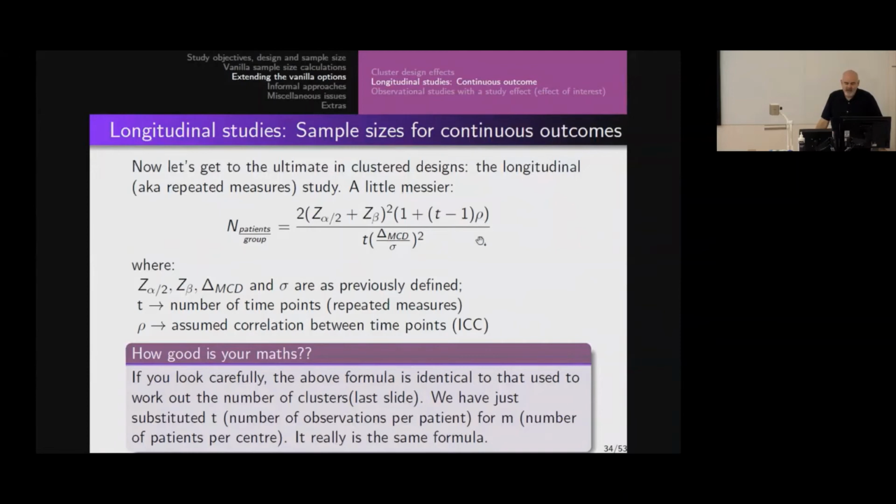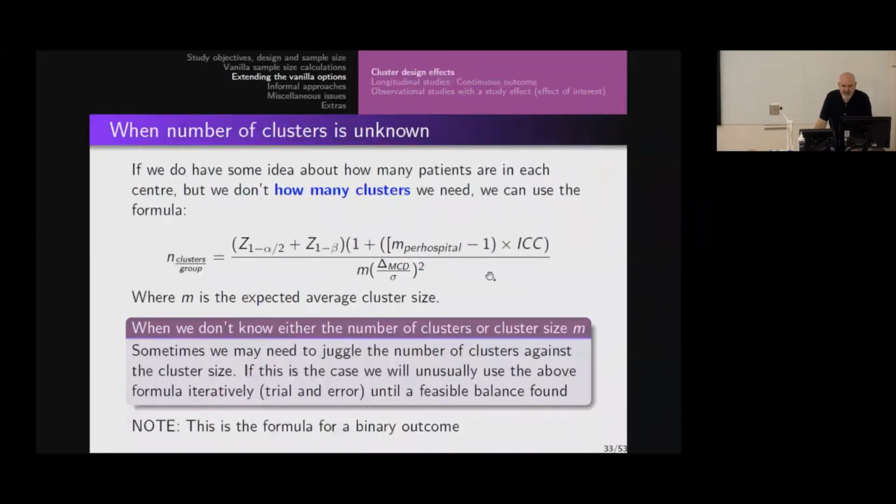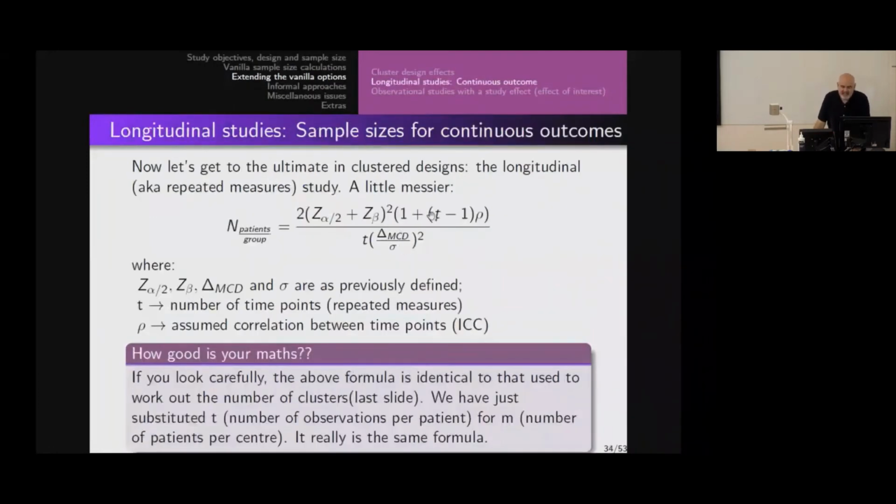Here, again, I've really just represented the ICC by rho, but again, it's exactly the same formula, okay? So really, I'm just saying, how good is your maths? You will recognise that formula and that formula are equivalent. The only difference is M is the number of patients per cluster and T is the number of observations per patient, because patient is the clustering effect in a longitudinal study.